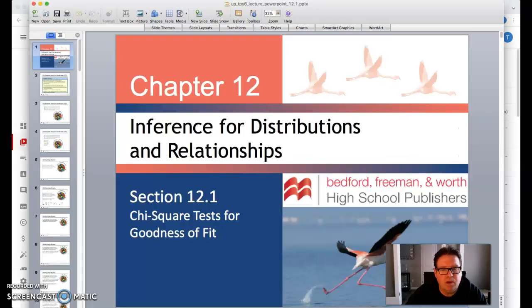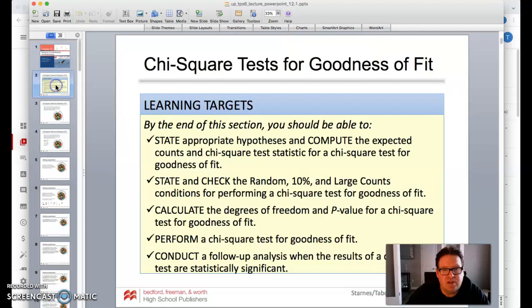All right, welcome. We're here in chapter 12, last chapter before we start our review for the AP exam. So we'll start hitting with three sections and we'll split them up in halves for the most part. So again, we're going to talk about the chi-squared test for goodness of fit. So we're going to introduce that, break that into two sections here. Again, I've got our learning targets here.